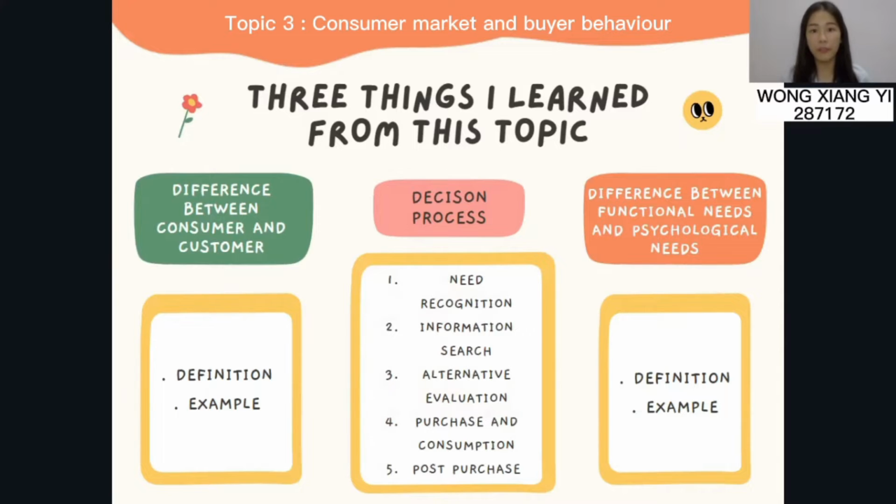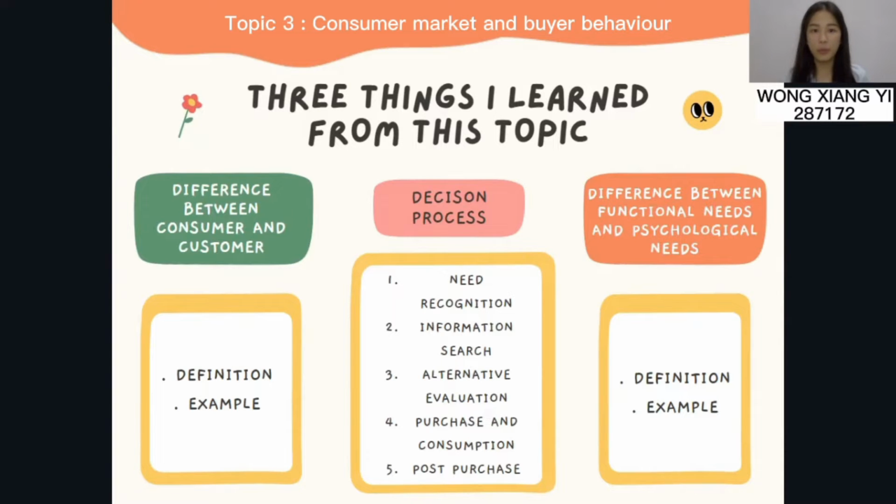The first one is the difference between consumer and customer. Firstly, I thought that customer and consumer were the same thing, but now I realize that I was wrong. A consumer is a person who consumes and uses the product, while a customer is the person who buys the product. For a consumer, a monetary transaction is optional, while for a customer, a monetary transaction is a must to buy a product.